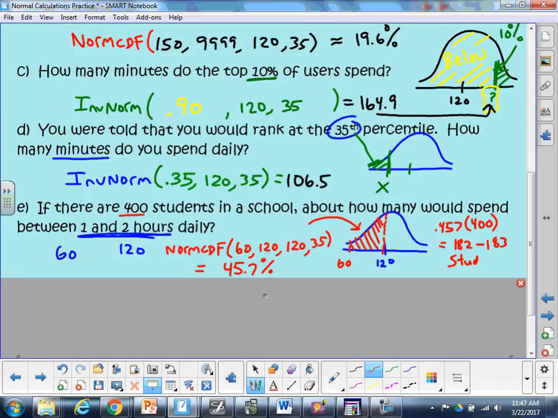Okay, so it's a little less than the 400 students, which seems reasonable, 45%, a little less than half. Okay, so that's what we're looking for part E.